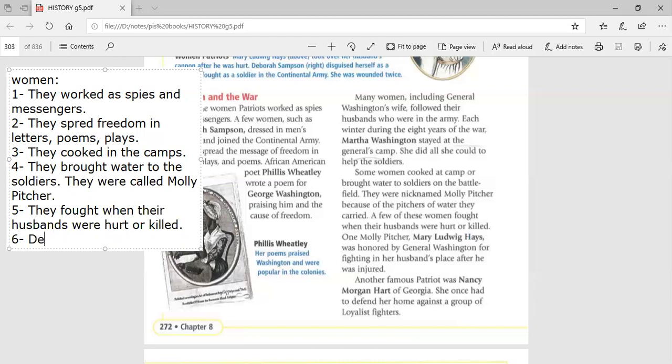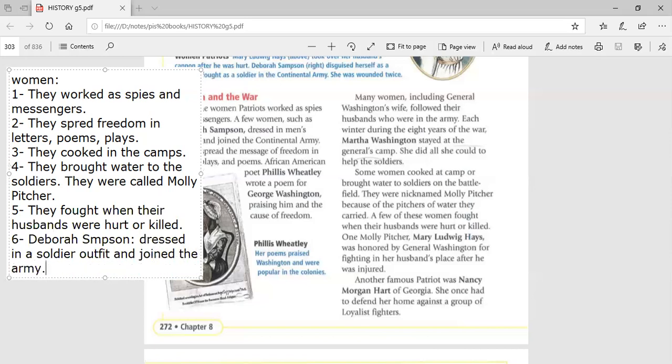Deborah Samson. What did she do? Okay. She joined the army. She dressed in a soldier outfit and joined the army. Okay. What else? Number seven, we have Phillis Wheatley.